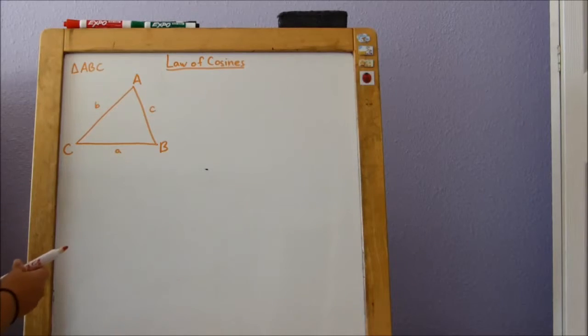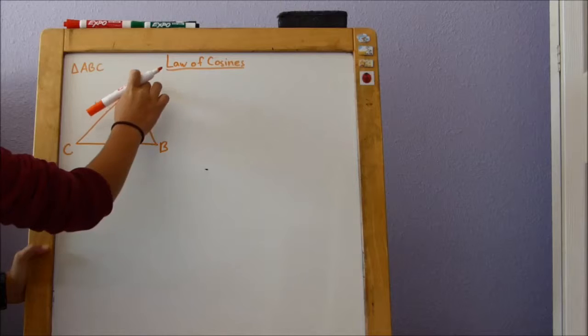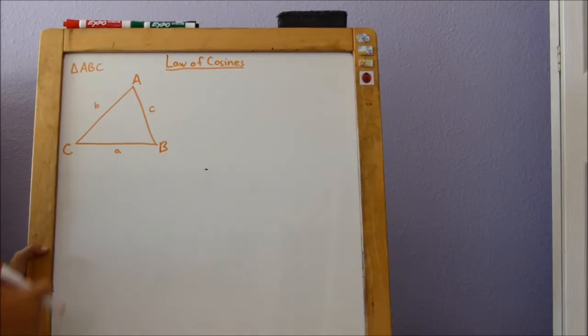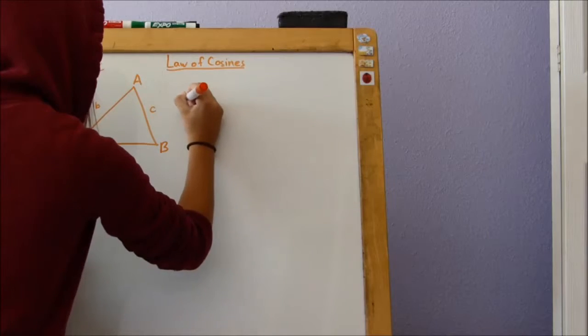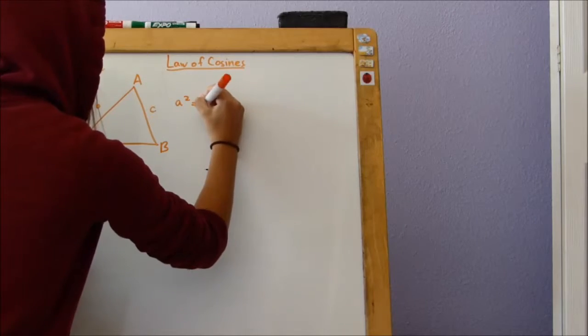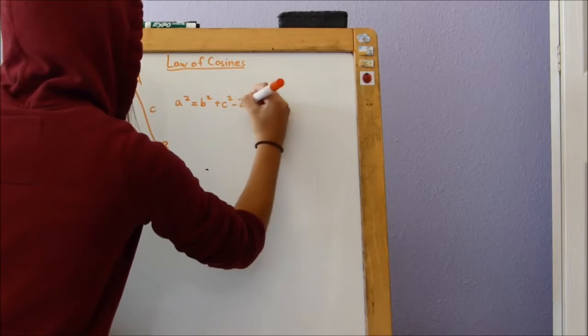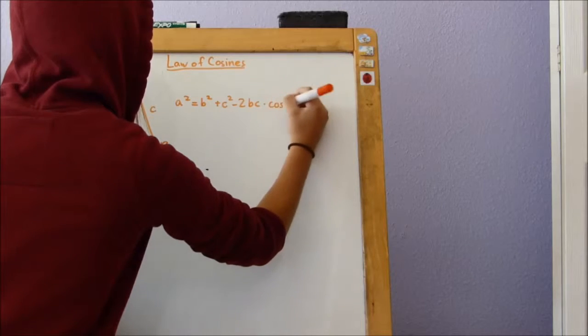So, the law of cosines. Let's start out with, if you were trying to figure out what A is, and you have the cosine, or you have the angle measurement of A. So, the law of cosines is A squared equals B squared plus C squared minus 2BC times cosine A.